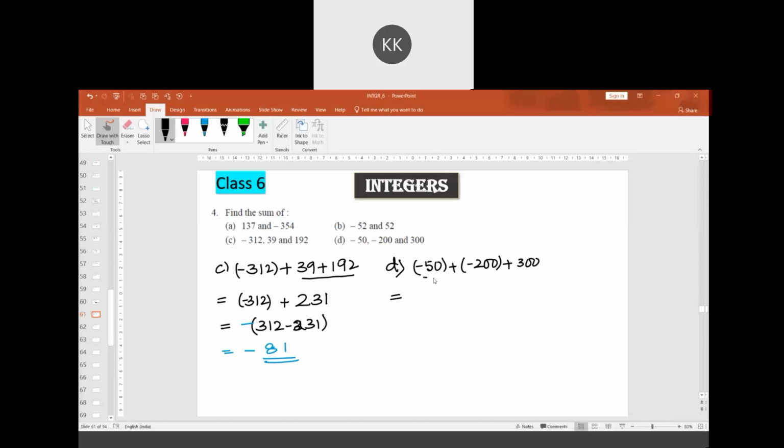When we look at this, the like integers have a minus sign, so the same sign is carried forward and we have to add them. This will be minus 250. Now this minus 250 should be added to plus 300. Here we have to do subtraction. So 300 minus 250. Then we take the sign of the larger value, which is positive. So the answer is plus 50. So this is easy.